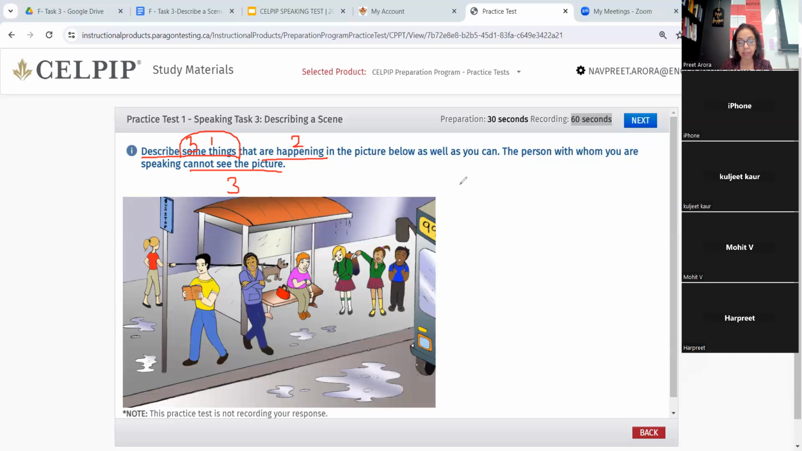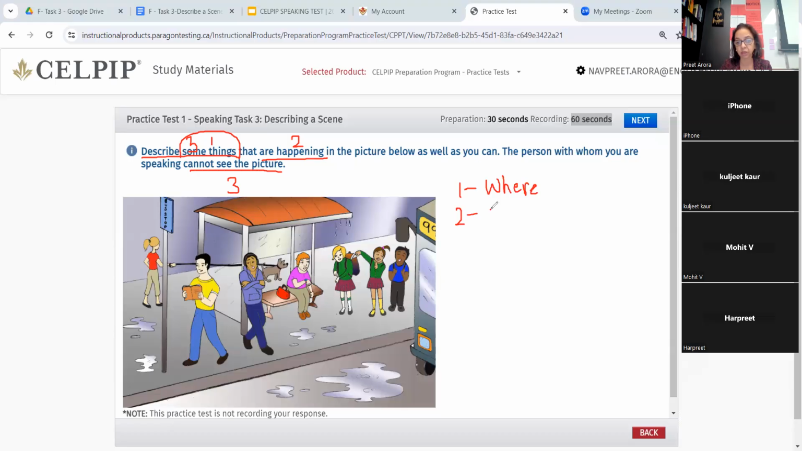I would say the first thing that you can say is just where it is. It is a picture of a bus stop. You can also talk about the time of the day. It seems like it is early morning and it just stopped raining. That's it. One sentence.